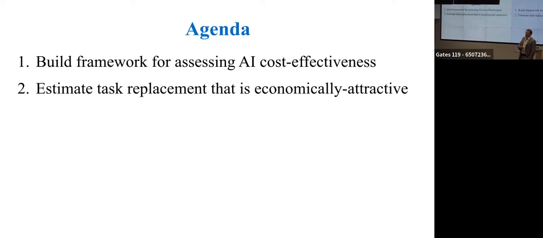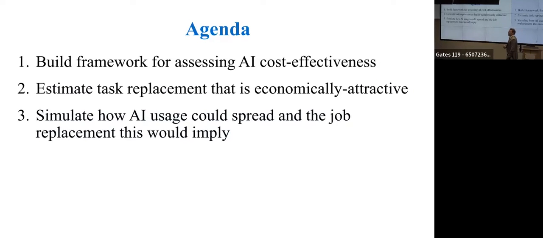So the agenda is to start by laying out a framework for AI cost effectiveness, so how we can even think about this question. Then we're going to estimate the share of task replacement that is economically attractive to actually do. Then we're going to simulate how AI could spread. We'll have a snapshot of what it looks like today, and then ask, what if we had more deployment of AI platforms or lower costs? What would that do to the spread of these AI systems?